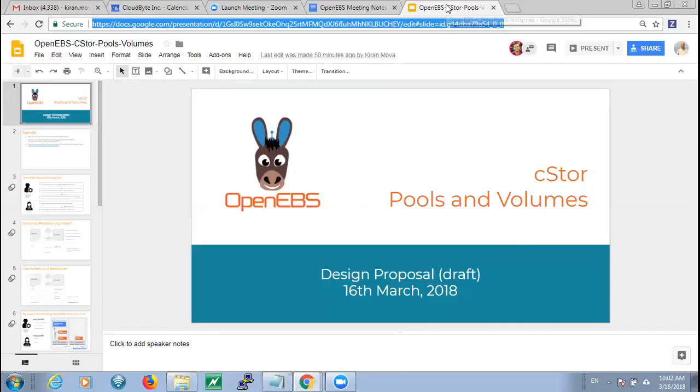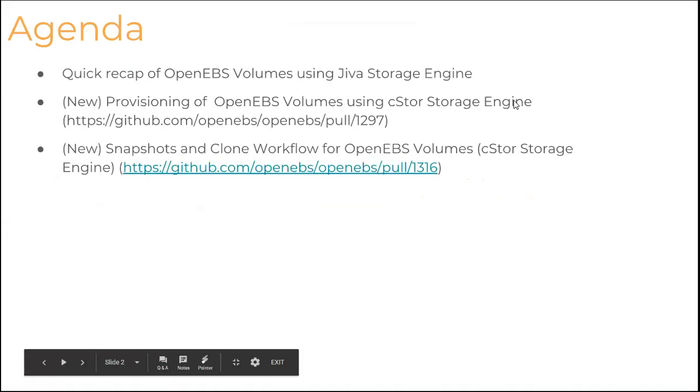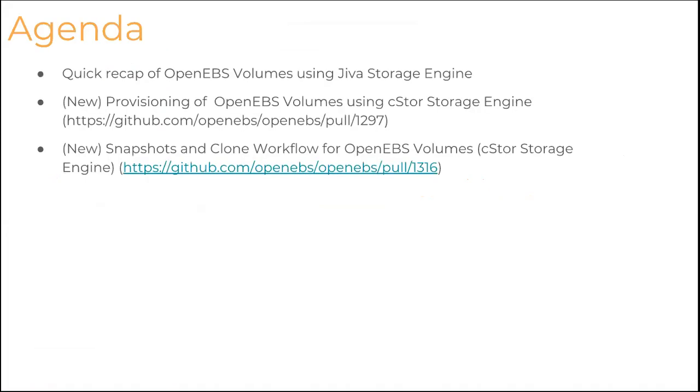Presentation of the design proposal for orchestrating Cstor pools and volumes. This is going to be probably somewhere between high level and getting into a little bit of details. The slides have been prepared by pulling in the details that are already part of the design proposals that are in the pull requests mentioned in this agenda slide.